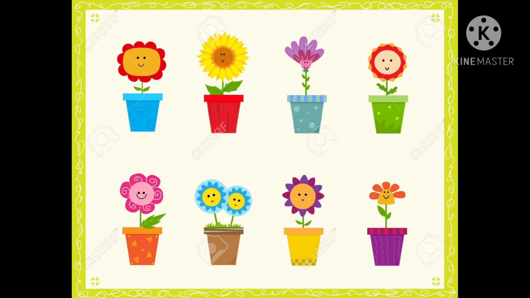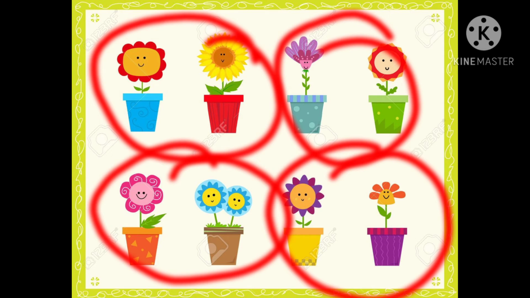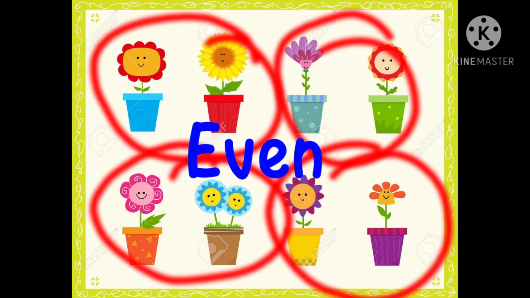Now look at the screen. How many flowers are there? There are 8 flowers. Let's make pair of these flowers. Children, when we make pairs of these flowers, they can be grouped into 2 and they make 4 pairs of flowers. So, 8 is an even number.